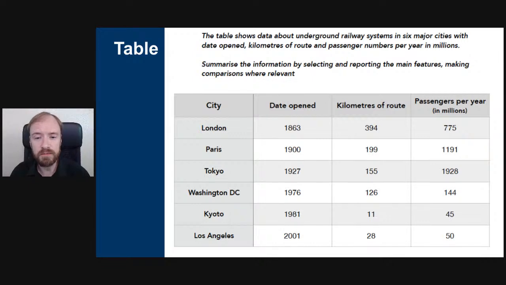Summarize the information by selecting and reporting the main features, making comparisons where relevant. Okay, so again, comparing these different cities and comparing the different data where relevant. So not all of it, where it's relevant, where it's special, it looks different, it's something that we should talk about. So again, you're going to have to look at this data, start writing. So again, we're not going to go into detail for this one.